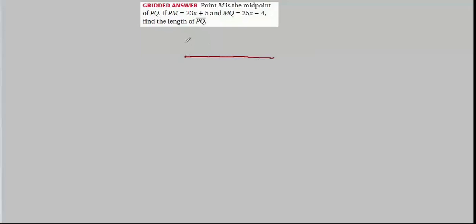Here's P. And here's Q. Estimate the midpoint there as M. PM is 23x plus 5. MQ is 25x minus 4.